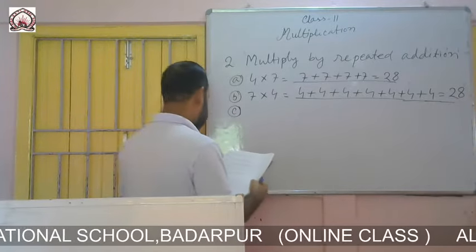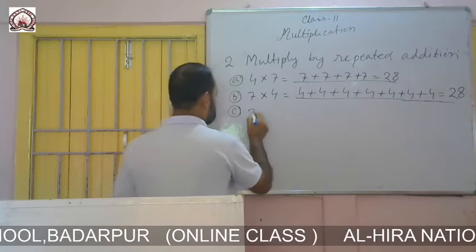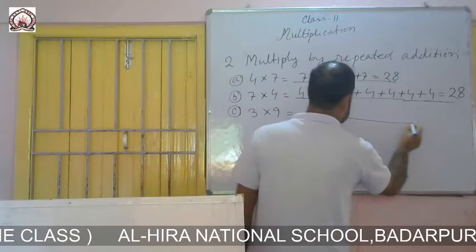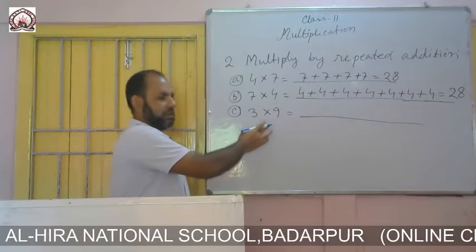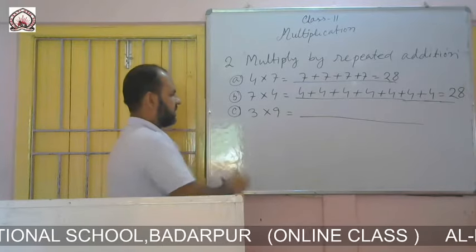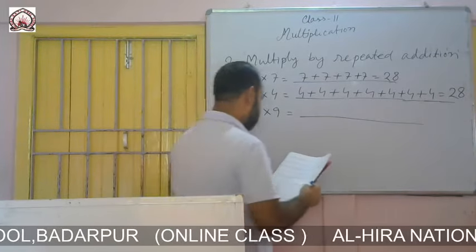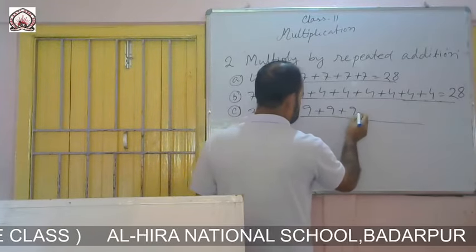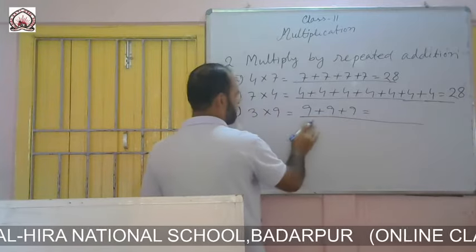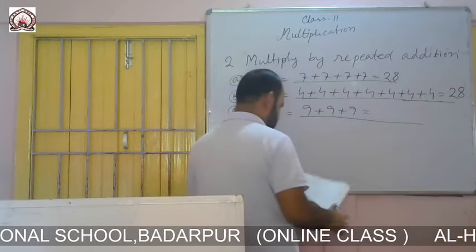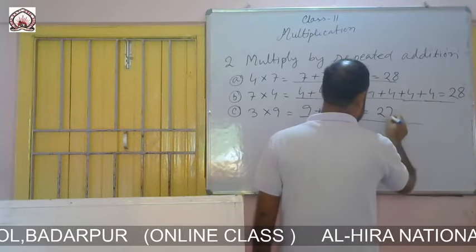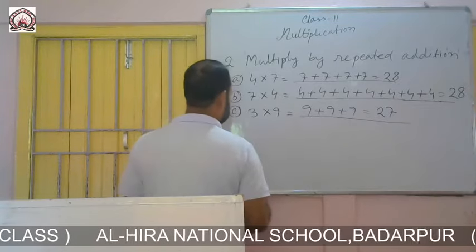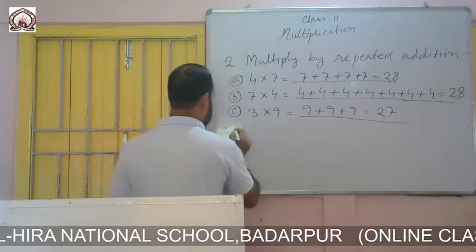Question number next. 3 into 9. So here we get 9 3 times. 9 plus 9 plus 9. 9 plus 9 is equal to 18. 18 plus 9 is equal to 27. Answer is 27. 3 9s are 27.